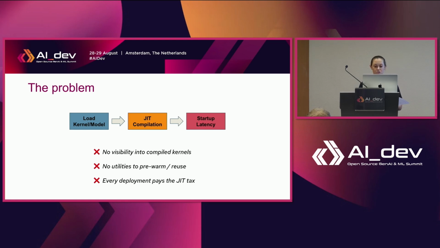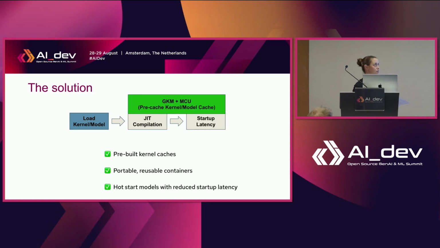And so for these problems, we propose a solution that is comprised of 2 things. A utility called Model Cache Utils, or MCU, and a Kubernetes operator called GPU Kernel Manager. So you can think of MCU as the bare metal utility for managing kernels, and it's going to be the building block that our Kubernetes operator, GKM, uses.